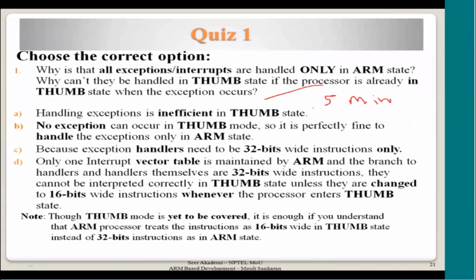Tell me what happens. Are all exception interrupts handled only in ARM state? I told you that it is all handled in ARM state. Why? Are you clear with the answer? Though you don't know about ARM, you know that Thumb mode is 16-bit instructions. So the answer is D. The reason being, please remember, the vector table is only one in the processor. The vector table is only one, which is at the location from 0 to 0x1C or so.